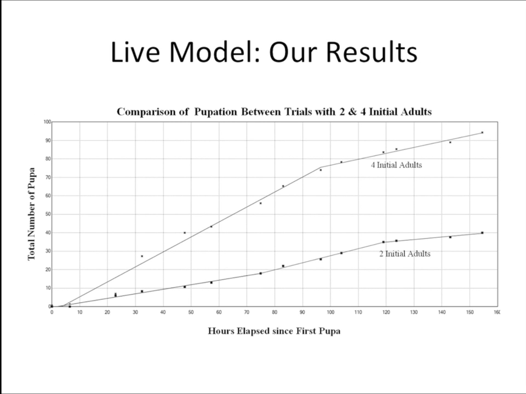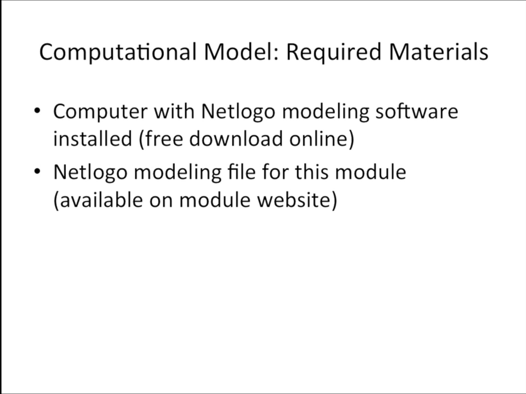From the results that we got in the lab, this is our graph from Join Point. You can see the two initial adults, which is one female, grew both less quickly and to a lower population size than the one that had three initial females. So now that we're done with the live model, and the live model takes at least 2 weeks if you're going to set everything up right, and you've got to take data every day, come in on the weekend. It can be a burden.